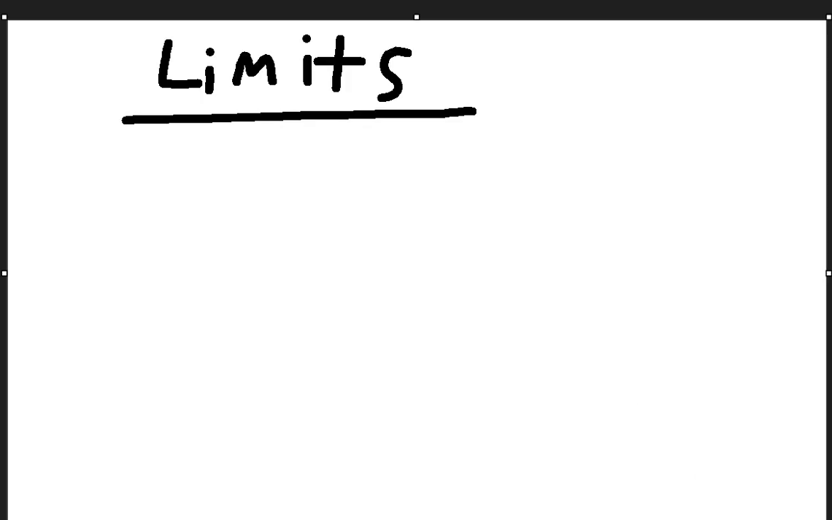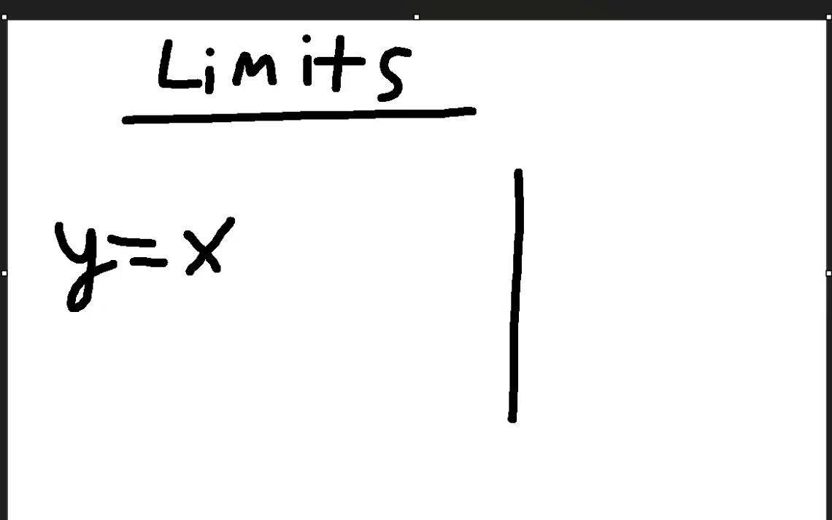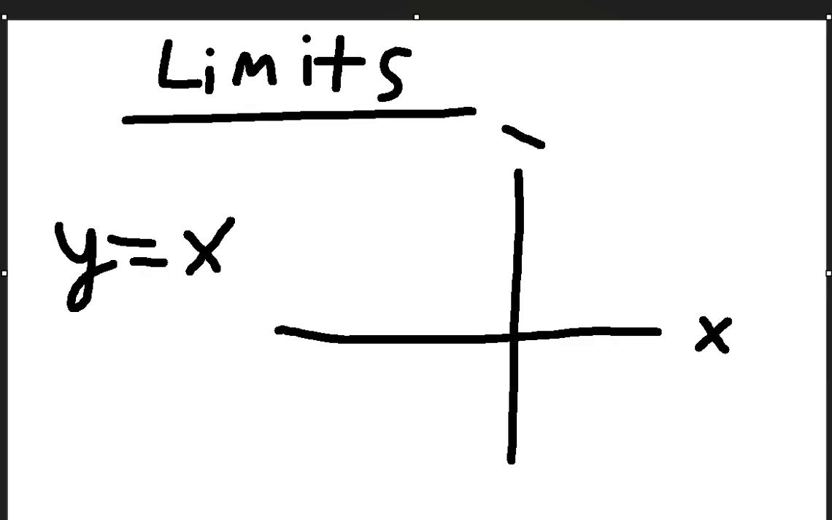So, limits. There's not really that much to this, but how should I put this? Suppose that we have an equation y equal to x. So we have this function, looks a little bit like this, with x here, and y is the vertical axis. It will look a little bit like this. Oh, that does not look right. Like that.